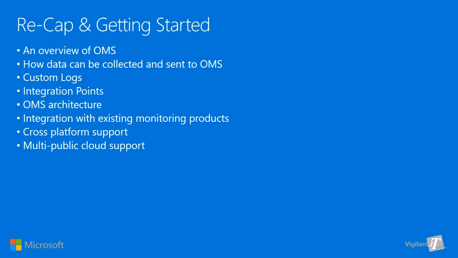Okay, we've gone through a lot. Here's a quick recap on what we've covered. An overview of OMS, how data can be collected and sent to OMS, custom logs and custom fields, integration points with third-party services and applications, the OMS architecture, integration with existing monitoring products, Nagios and Zabbix, cross-platform support for both Windows and Linux, and multi-public cloud support, including Azure, AWS, or Google. It's a lot to take in. It might be a good idea to take a look yourself.